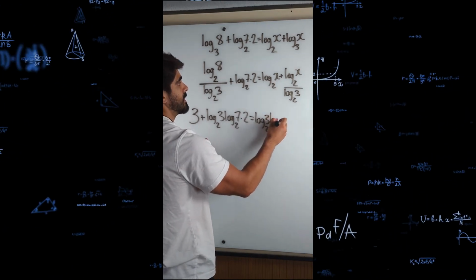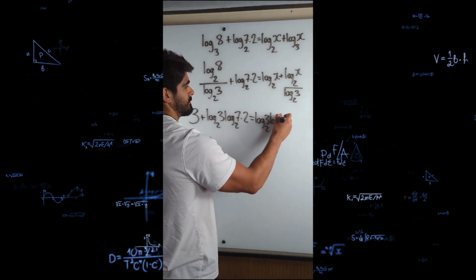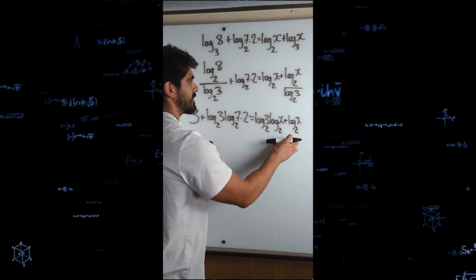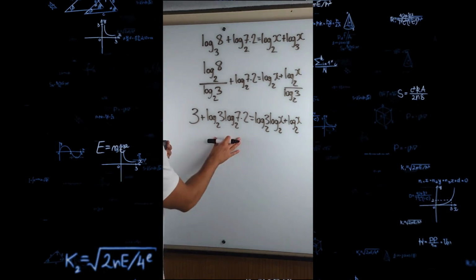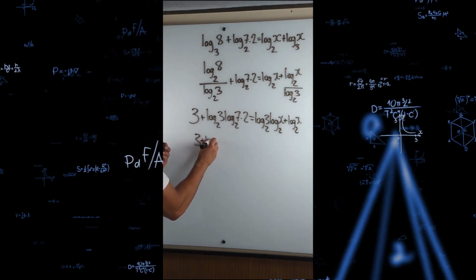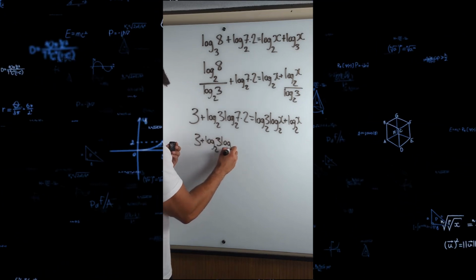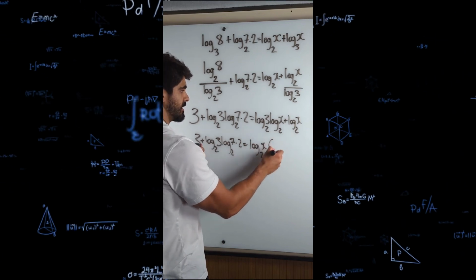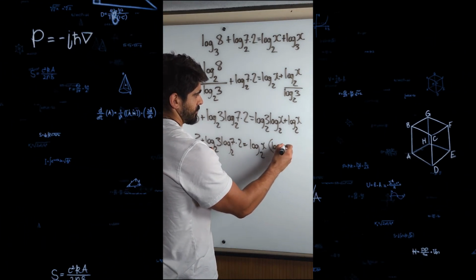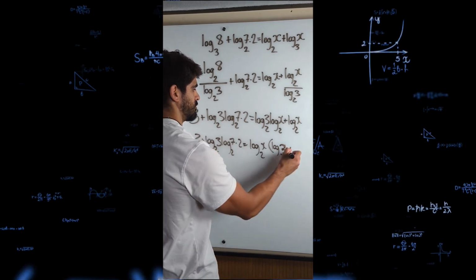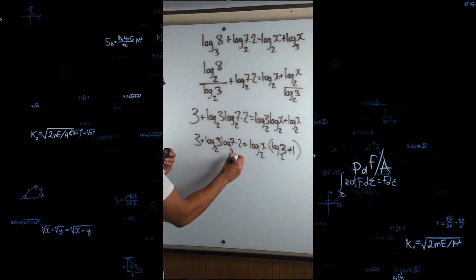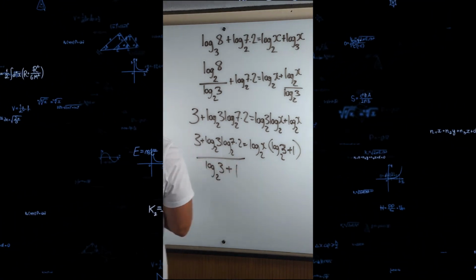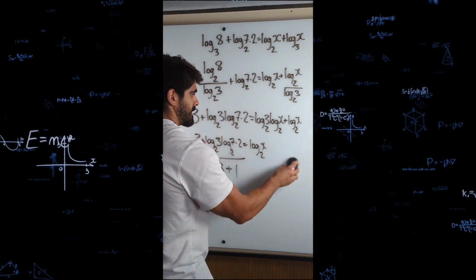Times log base 2 of x plus, that's gone, right? Log base 2 of x. Now these are the same, right? So we can collect the like terms. This just is what it is. 3 plus log base 2 of 3 times log base 2 of 7.2. Factorize out log base 2 of x. We get log base 2 of 3 plus 1. Then we're going to divide by that bracket. I'm just going to do it now. Log base 2 of 3 plus 1. Okay. Then we rearrange for x.